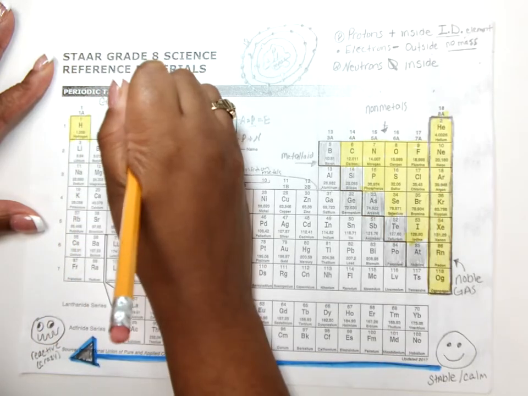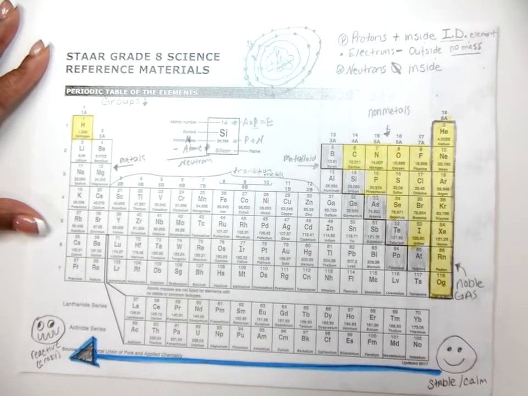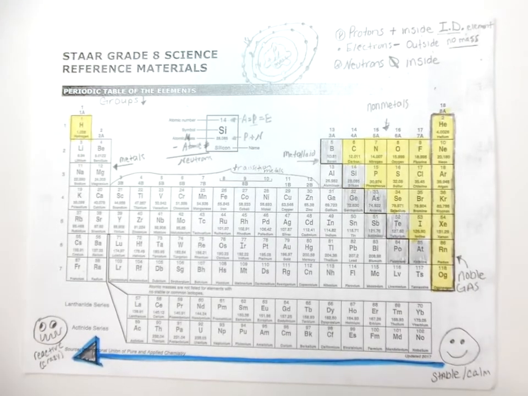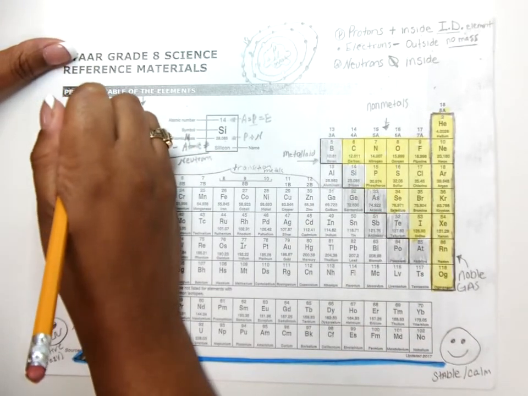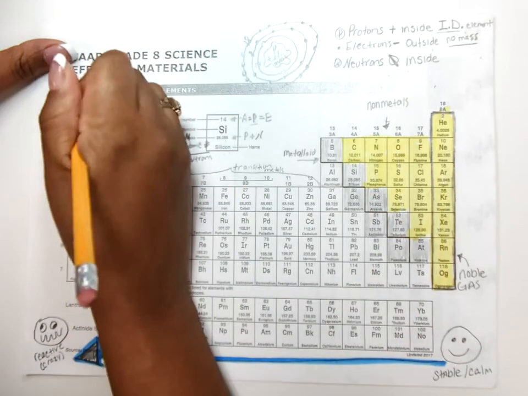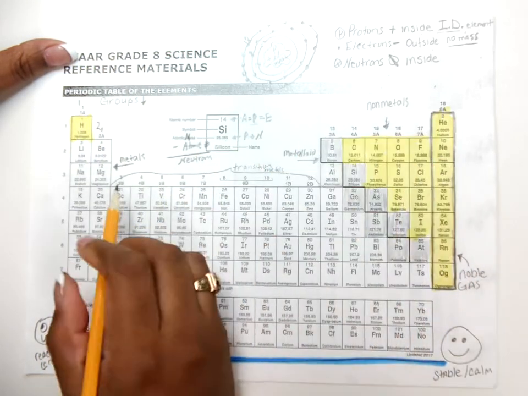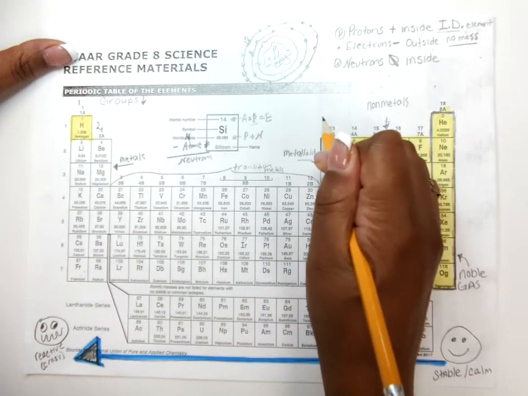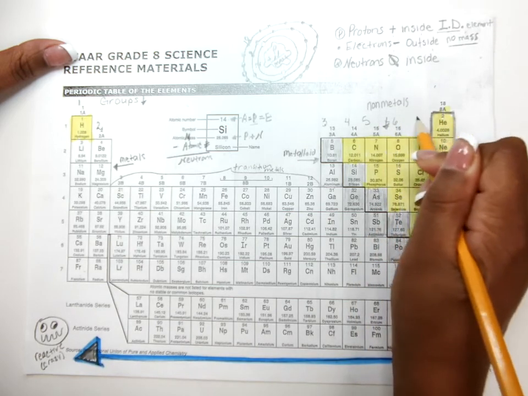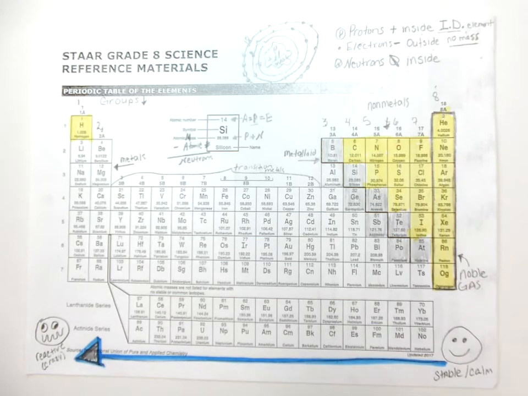Groups go down. So I made a little arrow to show that groups go down. And this is how we number our groups. This one is group 1. This one is group 2. So we're going to put 1, 2, and then we skip the transition metals. Group 3, group 4, group 5, group 6, group 7, and group 8. So why are they numbered like that?